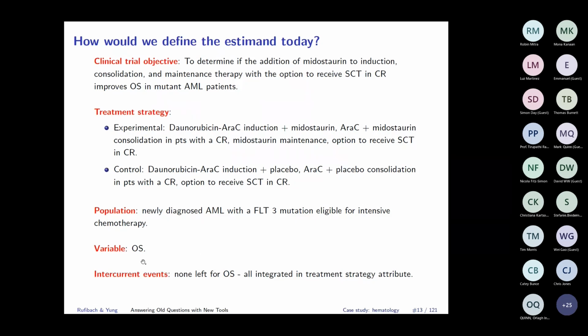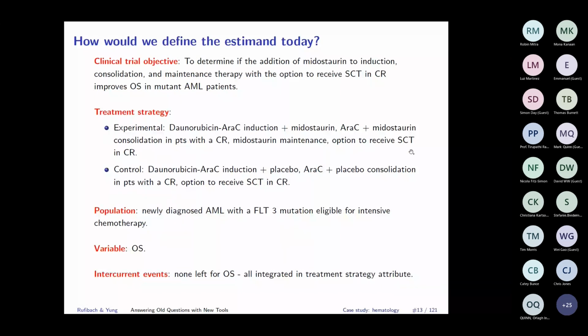So what we call the endpoint becomes one estimand attribute. That's the variable here. That's overall survival. And then intercurrent events. These are events that happen between randomization and the evaluation of your endpoint, so OS, or between randomization and death of a patient. Clinical events that may alter or preclude the observation of overall survival. So for example, if you had not included stem cell transplant in your treatment strategy, then stem cell transplant would be an intercurrent event because of course, stem cell transplant alters the interpretation of overall survival.